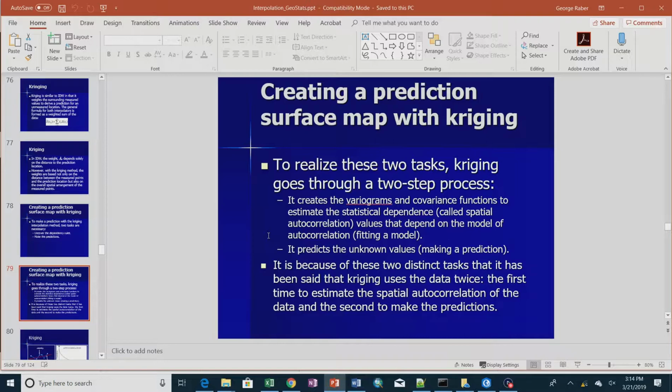So when it does the spatial autocorrelation, it could decide that a value that's very far away doesn't have any relationship to a nearby value, then I'm going to choose a smaller area that weights the nearby points more. If there's a trend to your data, it's going to use even far away points in making a prediction of a close point. So sometimes people say it uses the data twice to make the predictions.